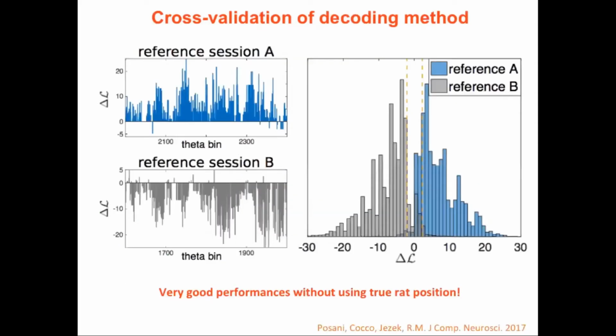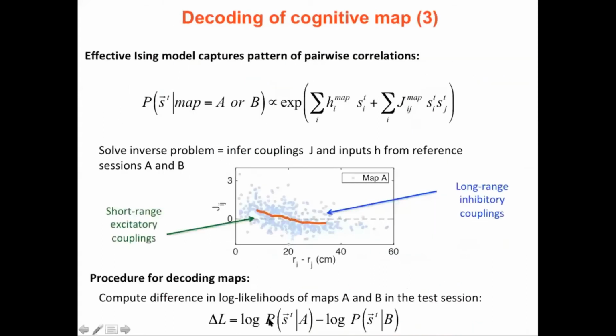So let me show you first that this is actually an efficient and effective way of doing this. What we can do is use the data recorded in a reference session A, but not the one we used to draw the model, a different reference session, right? So the rat is only in box A. And I can plot here the difference in log likelihoods, in log probabilities, between the two models.